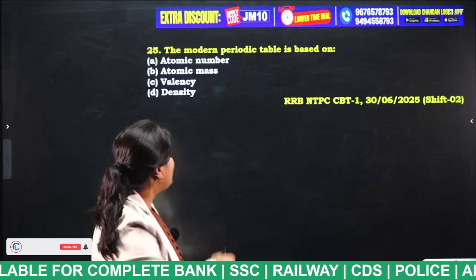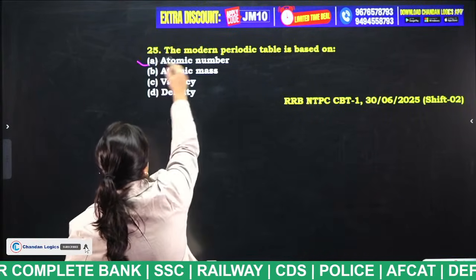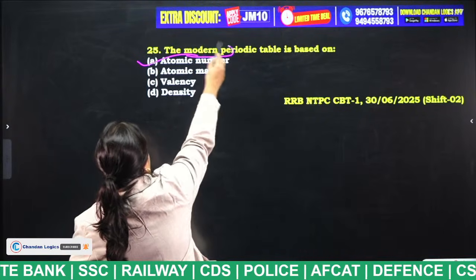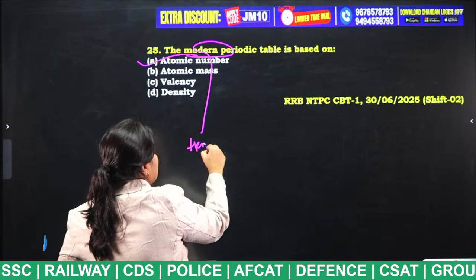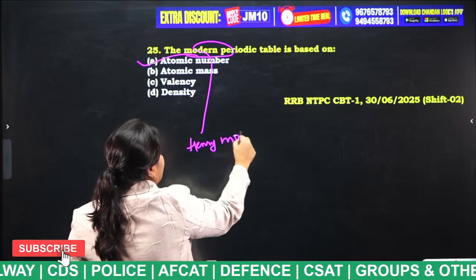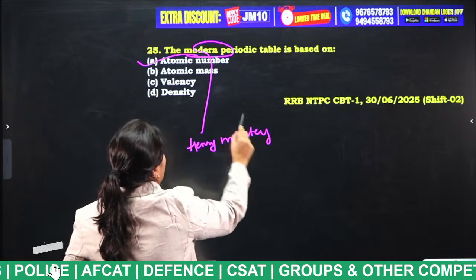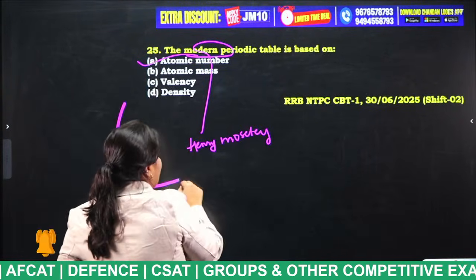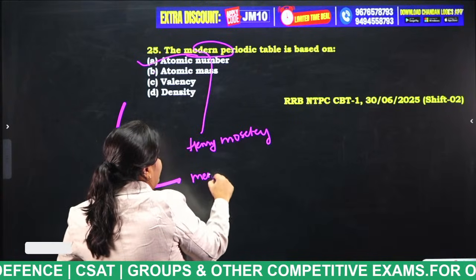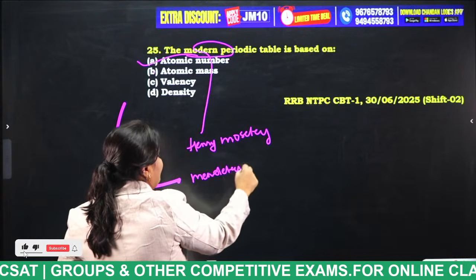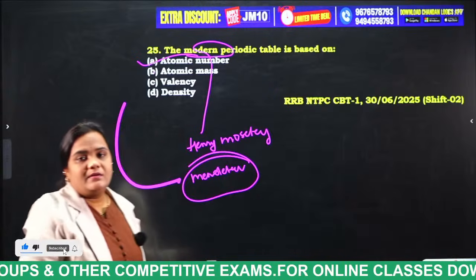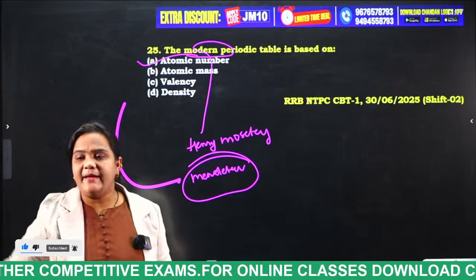So what is the answer for this question? Henry Moseley discovered the modern periodic table based on the atomic number. Atomic mass, who? Mendeleev. Mendeleev classified based on the atomic mass.